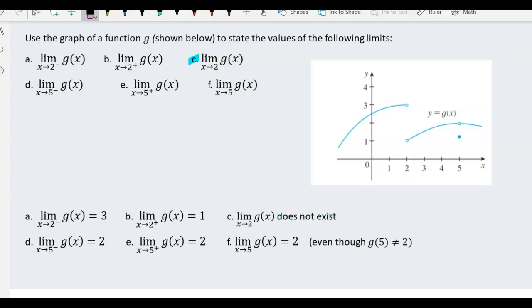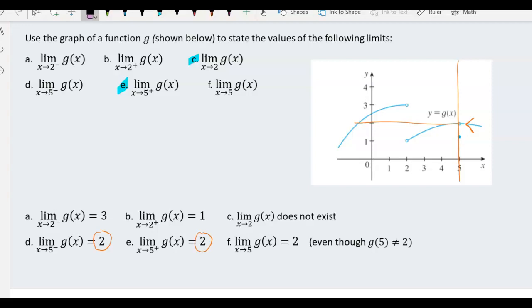Moving on to problem letter D. What happens as we approach 5 from the negative side? So coming here, the output value is going to be 2. So that's the limit. As we approach 5, letter E, as we approach 5 from the right-hand side, we're also still at the same output value of 2.